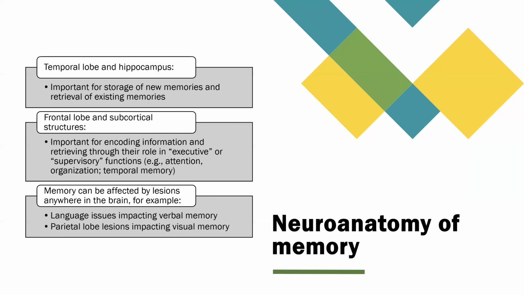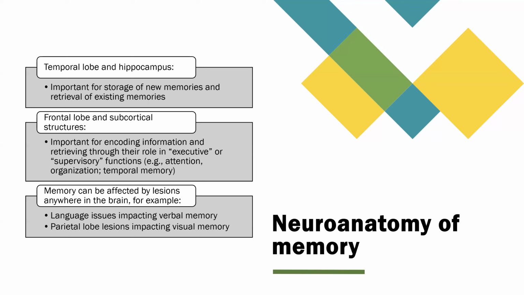So it is important to understand a little bit about the neuroanatomy of memory, especially as you're thinking about the person that you're working with, where their lesion was, what part of their brain has been affected. We know that the temporal lobe and hippocampus are really important to store new memories and to retrieve existing memories. The frontal lobe and subcortical structures are also important, and their role is more for encoding information and retrieving information through their role as the executive functioners.